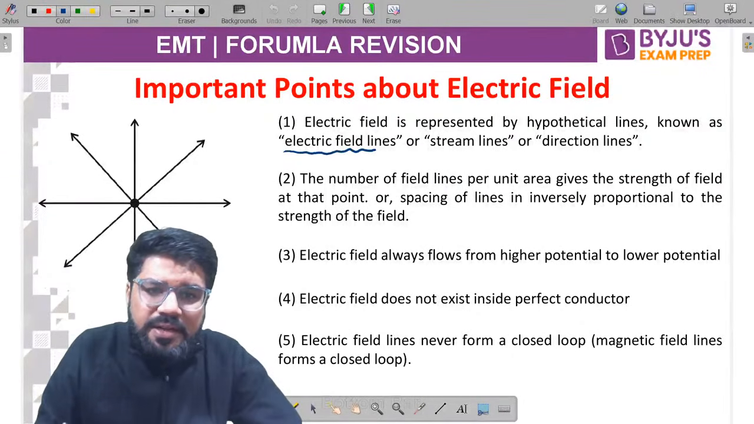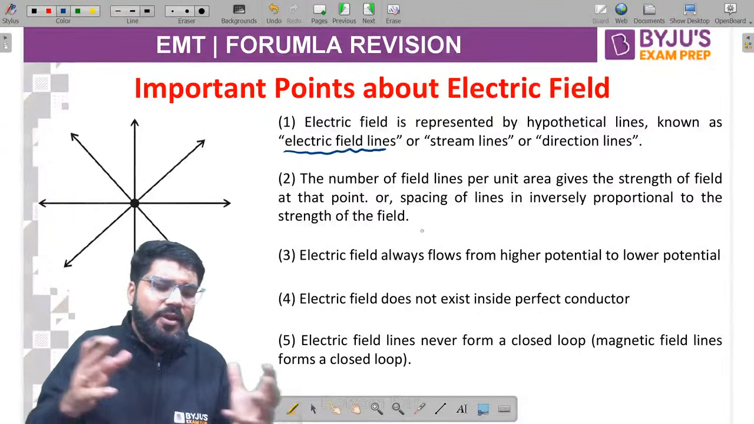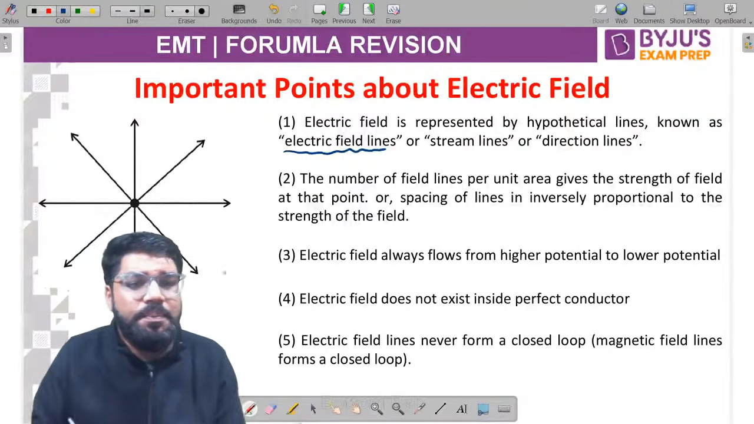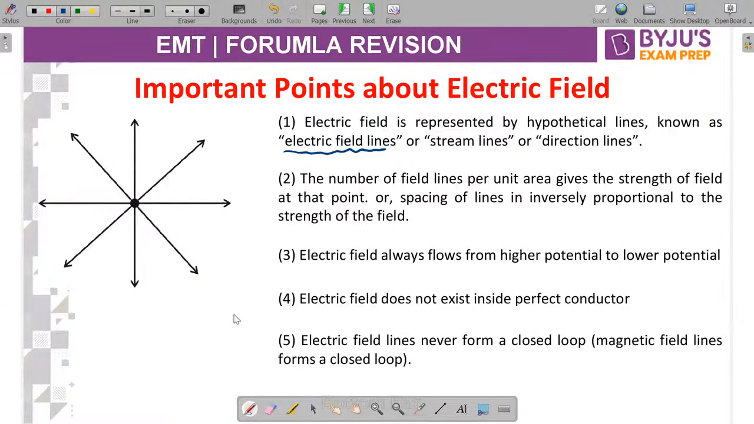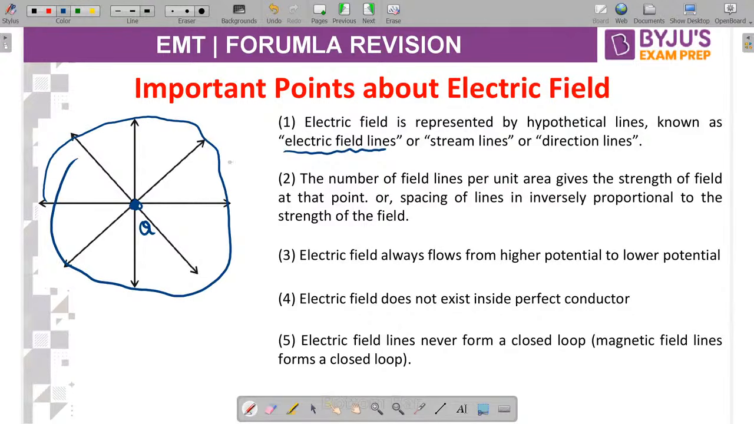This is what is mentioned here: electric field lines, which are hypothetical lines. There are no physical lines. We are just drawing to represent what the electric field could be. Let me explain this. This is the source charge Q, whose electric field is measured, and the electric field can be at any of these places. It is radially away from the source.